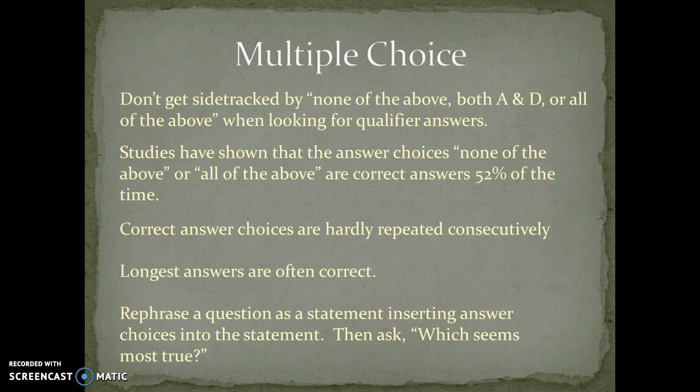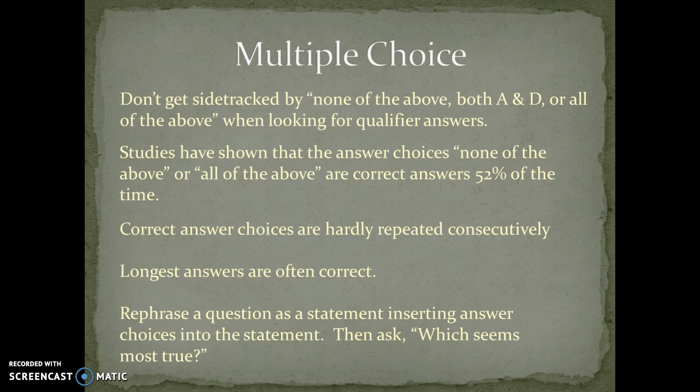And also keep in mind that studies have shown that when you have answer choices that have a none of the above or all of the above, those are correct 52% of the time. So if there's no qualifier in your question and your answer has the none of the above or all of the above, especially if you're guessing, that might be a good option. Correct answer choices are hardly repeated consecutively.